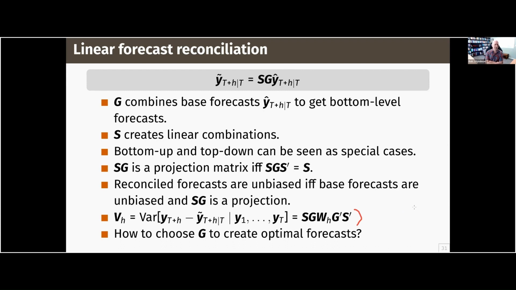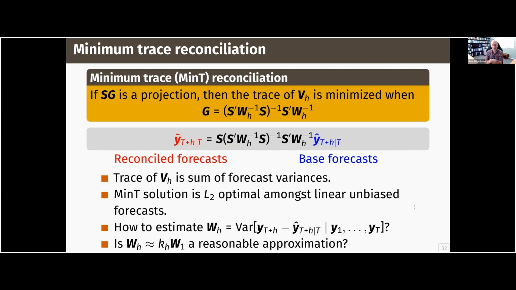And so the natural question is, how do you choose G optimally? How do you get the best possible G? That was the question that Shanika Wickramasuriya looked at in her PhD thesis, and this was her solution, which we called MINT, for minimum trace. The simple theorem is, if you do have a projection, then the trace of that variance covariance matrix is minimized with this choice of G. This is the best choice of G.